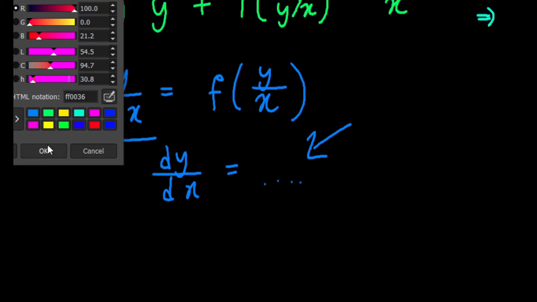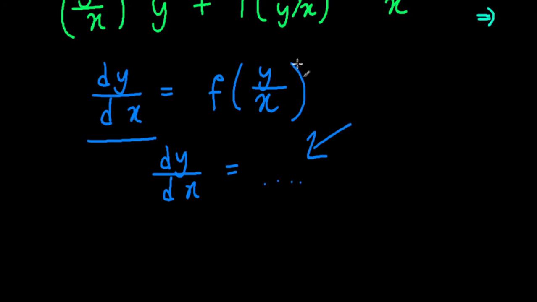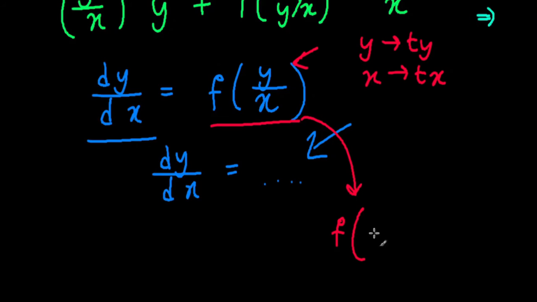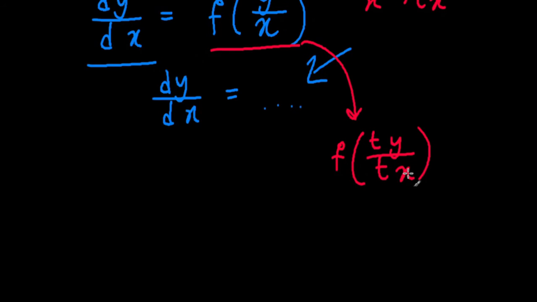Well, there's a pretty neat trick in this function. Let's try substituting. Instead of y, let's put t multiplied by y, and instead of x, let's put t multiplied by x. Okay, if we do that, what do we get? This is gonna be f of ty divided by tx, and this is basically f of y by x. All right, now this is pretty interesting.